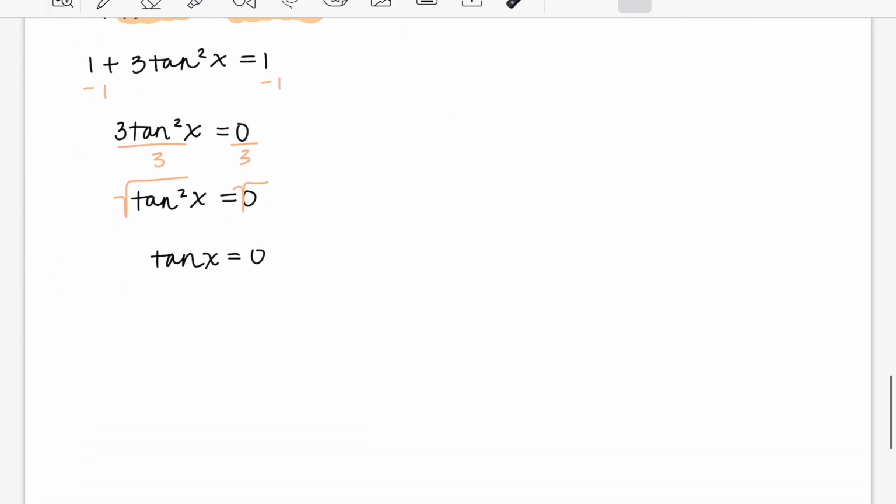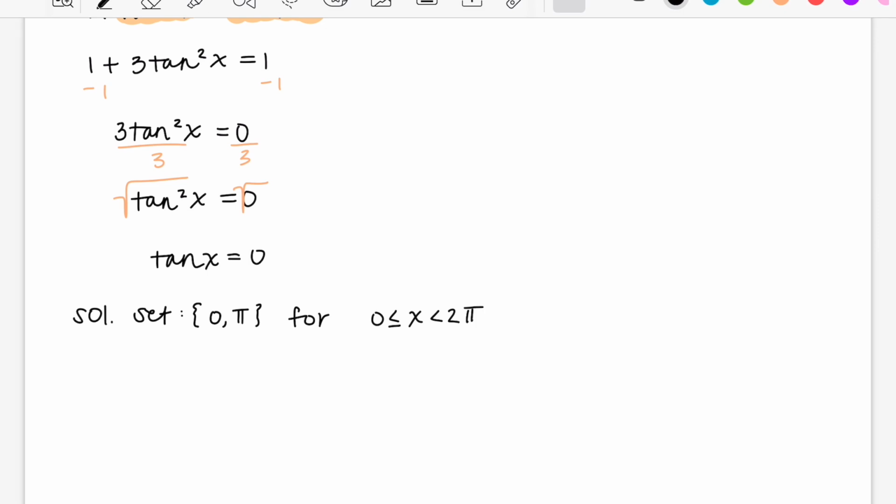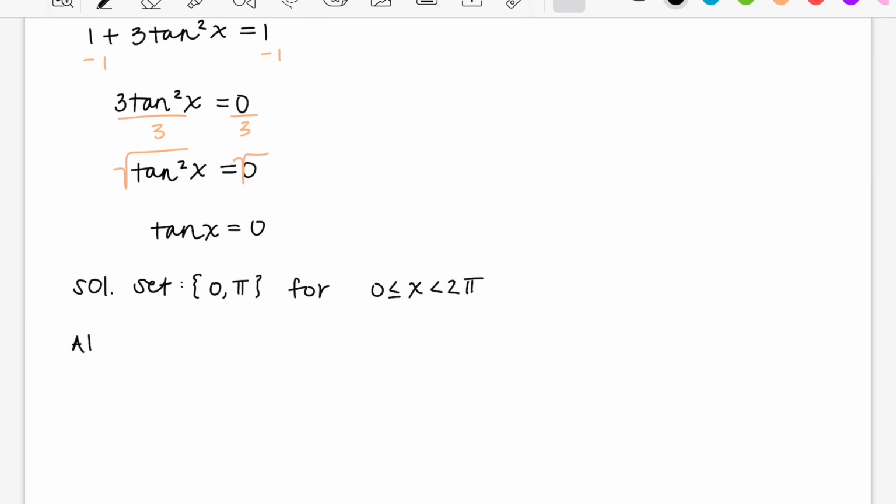So our solution set then is just going to be 0 and pi over this interval here between 0 and 2 pi. And then for all solutions, we would have 0 plus a multiple of pi, and then pi plus some multiple of pi.